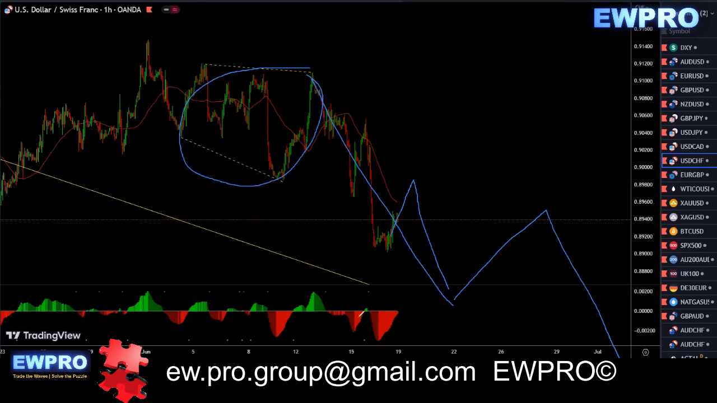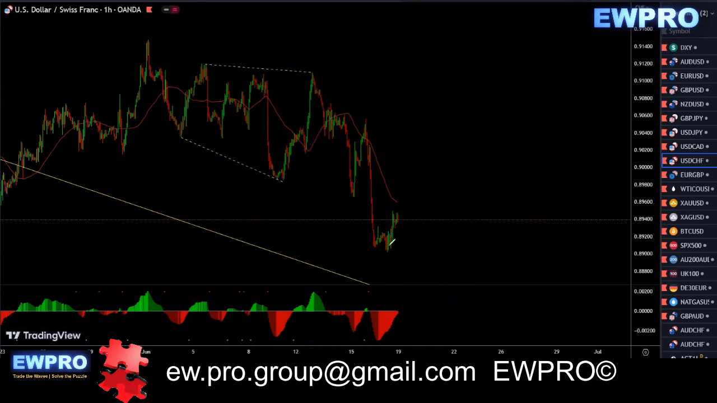You could scalp this one. We don't have any bullish divergence, so I would be going down to the lower time frames, looking for a bear hidden in here, and looking for another one down.